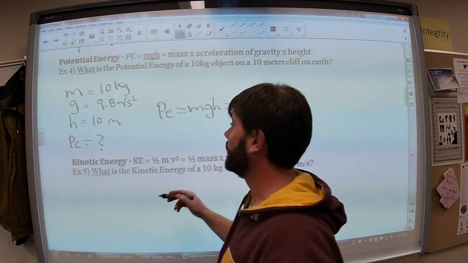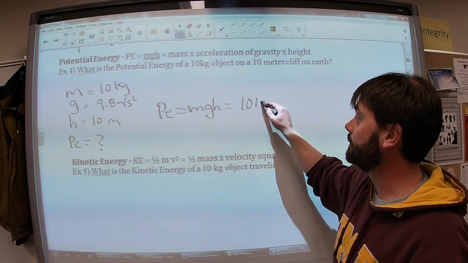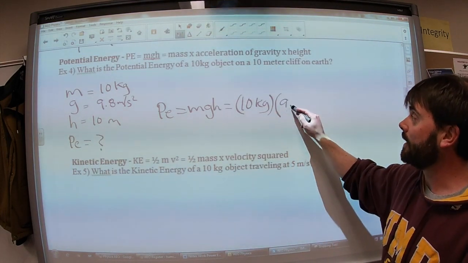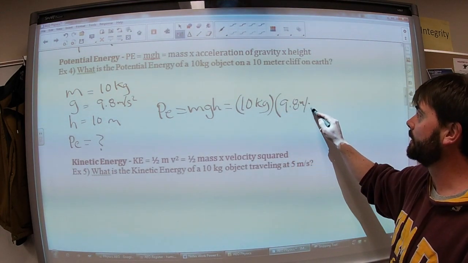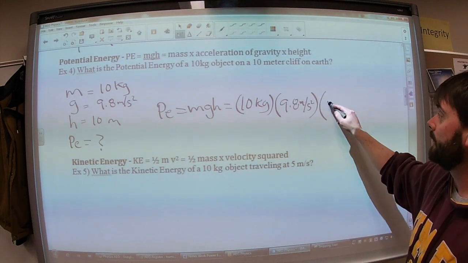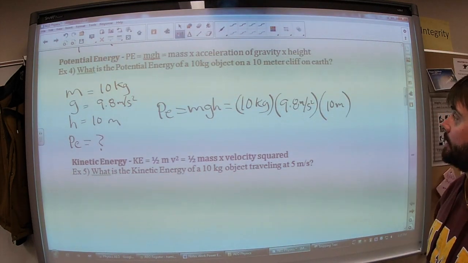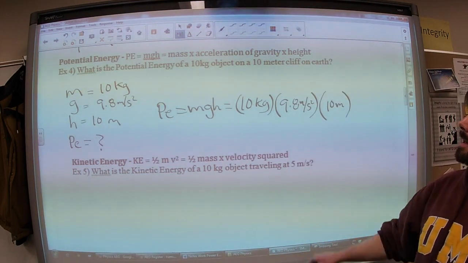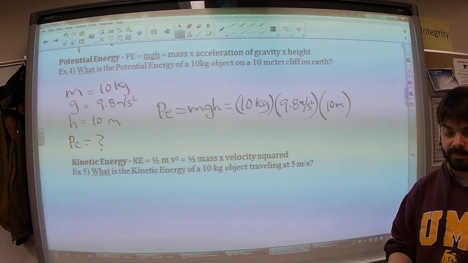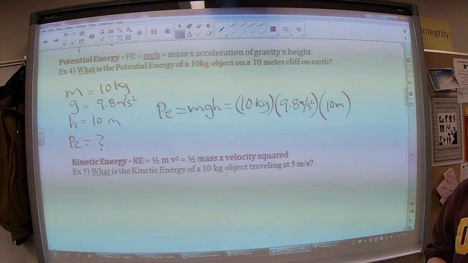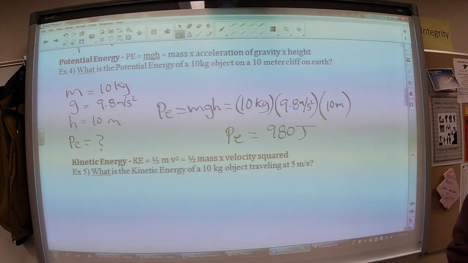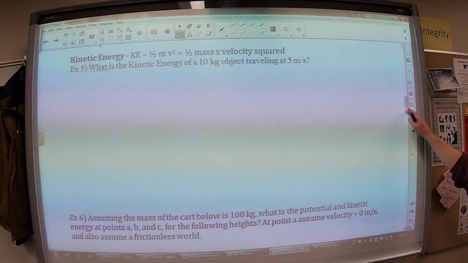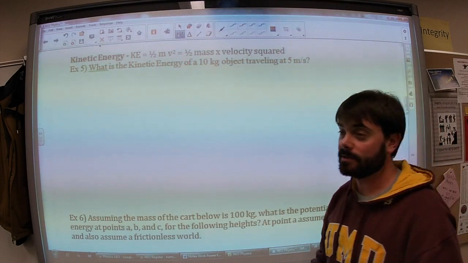We know potential energy is equal to m times g times h. So let's plug in everything we got. We know that the mass is 10 kilograms. We know that the acceleration of gravity is 9.8 meters per second squared. And we know the height that this object is from the ground is equal to 10 meters. So if we do 10 times 9.8, we get 98, and if you multiply that by 10, we get 980 joules. Now, how do we calculate kinetic energy? Kinetic energy has a different equation, even though it's measured in the same units. It's still measured in joules.